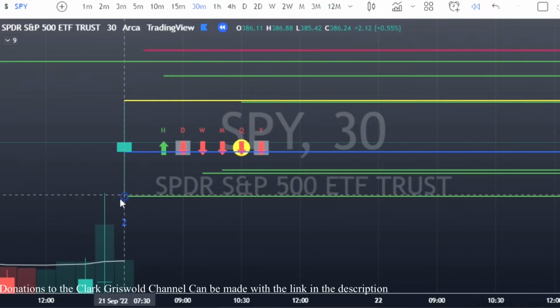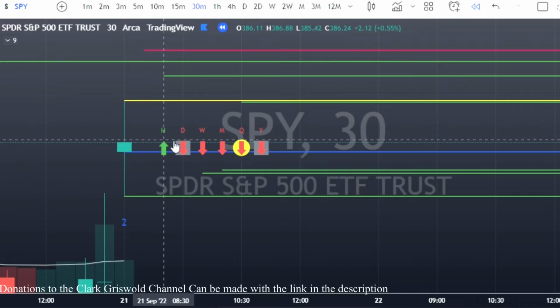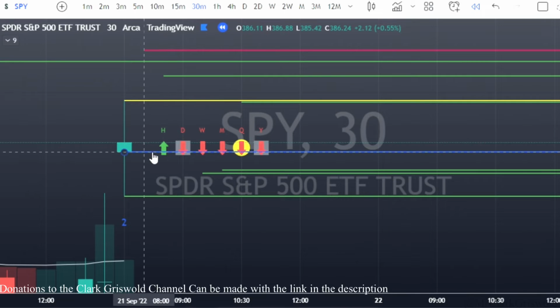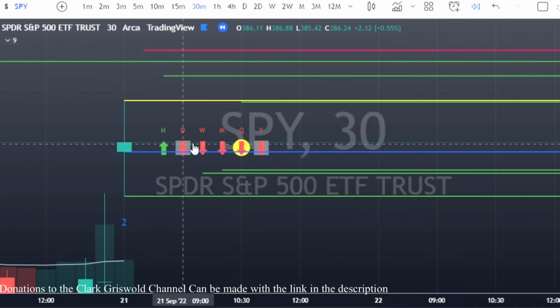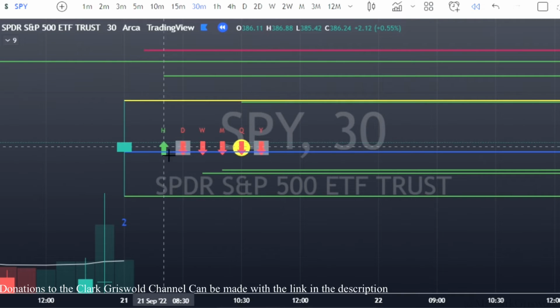So this is the first opening bar of September 21st. And we wait for that bar to close. So it closes, and what we do is we put this blue line here. This blue line is a visual for where the daily will flip from red to green. Anything above this line, the daily is green. Anything below this line is red. And I need the hourly and the daily in the same direction in order for me to take a trade.